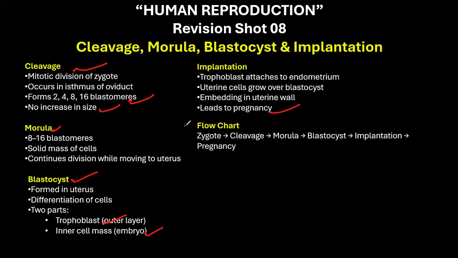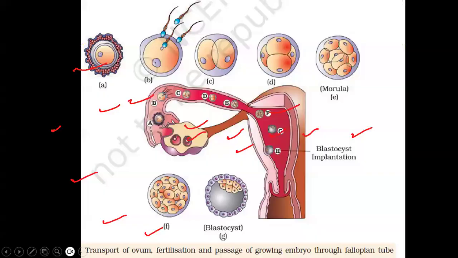If we talk about what is happening here, you have the zygote, then cleavage happens in the zygote in the fallopian tube itself, then morula is formed, then blastocyst formation happens, then implantation happens, and then pregnancy. It leads to the pregnancy. So this is actually the flow chart in a sequence. Now there is one important diagram which is given in your textbook. That diagram is very important. So we'll go to this diagram now.